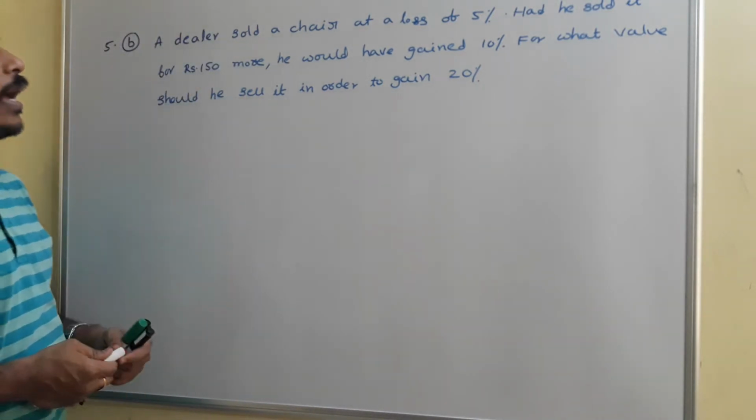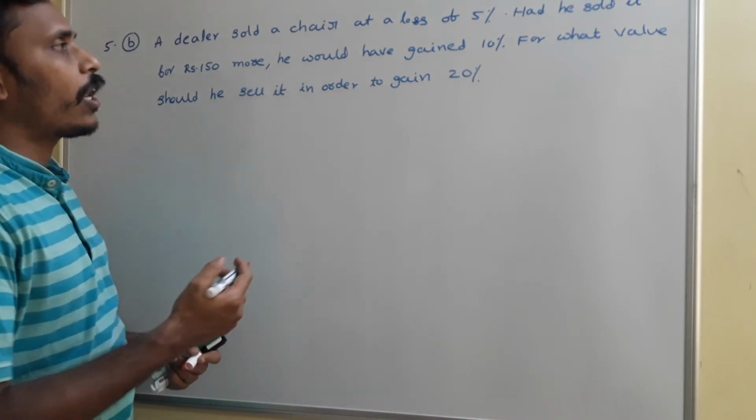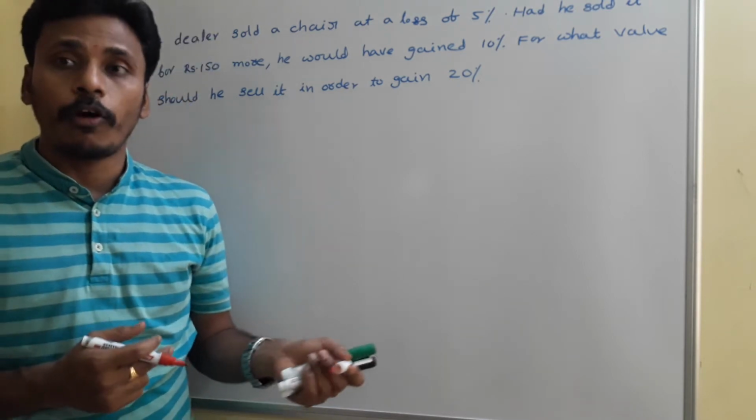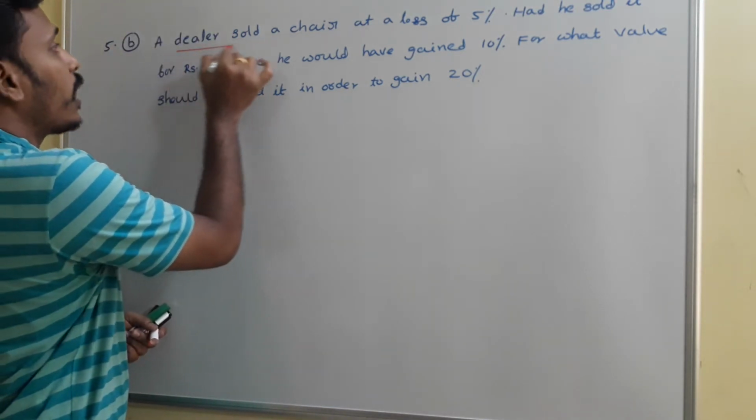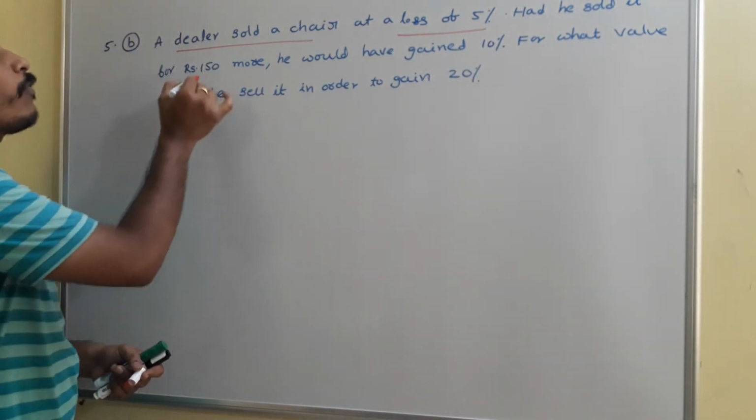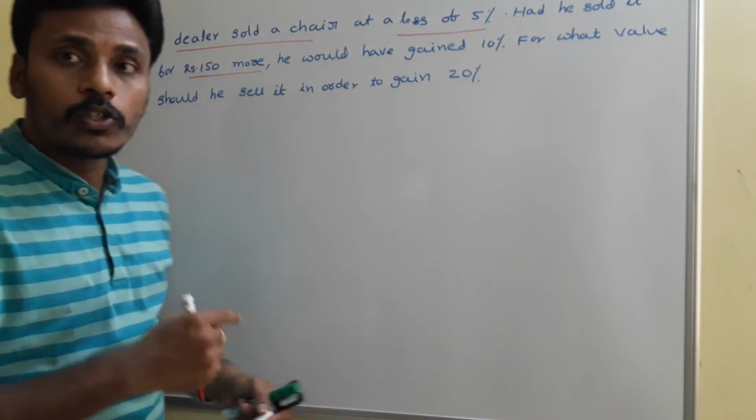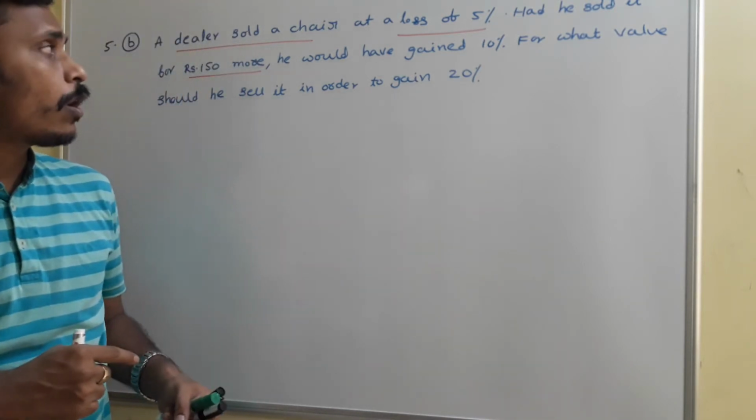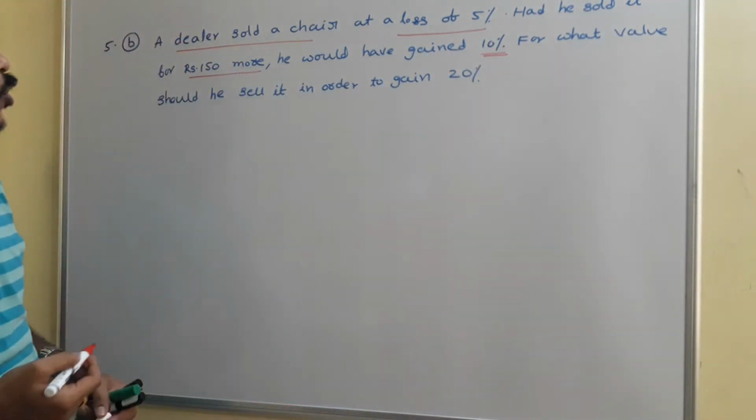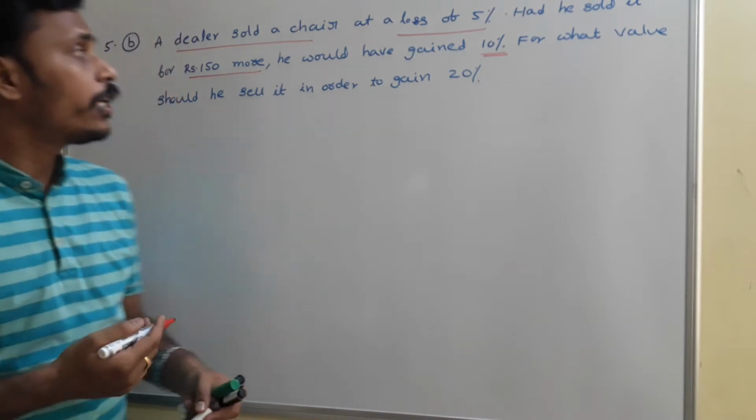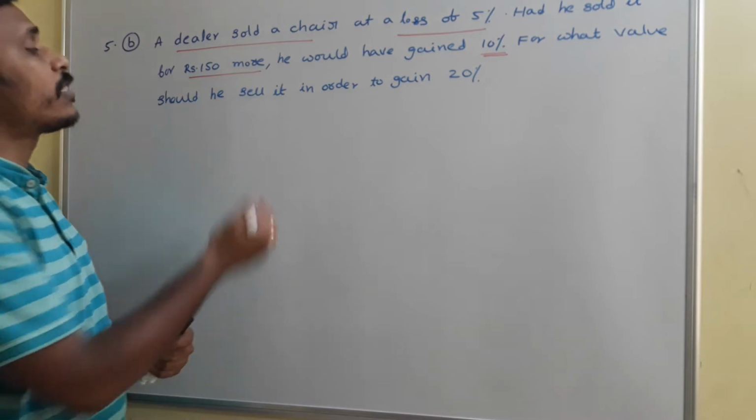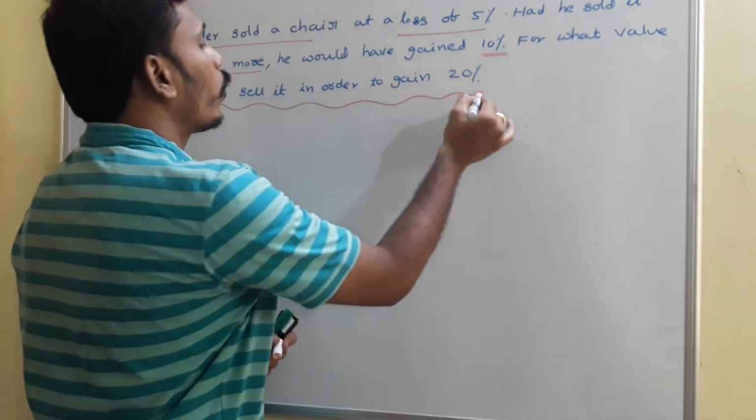What is given? A dealer sold a chair at a loss of 5%. In the previous problem, a person is selling a dress with a profit. Here in this problem, a dealer sold a chair at a loss of 5%. And had he sold it for 150 rupees more, he would have gained 10%. Right, for what value should he sell it in order to gain 20%?